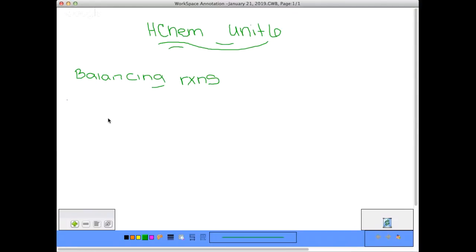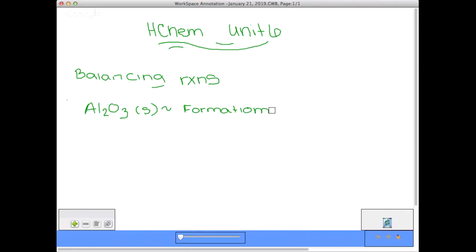Let's say that we have Al2O3, and this is a solid, and we want to write the reaction of formation for this compound right here. This is an ionic compound, and the reason we know it's an ionic compound is because it has a metal in there. It's aluminum. If we break this apart, what we know is that this aluminum oxide comes from aluminum, and aluminum is a solid.